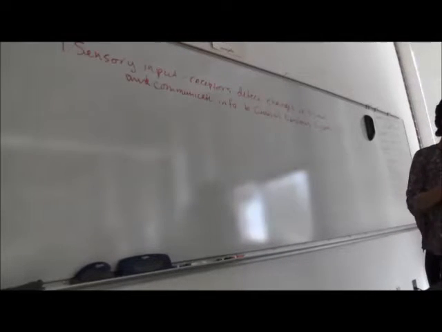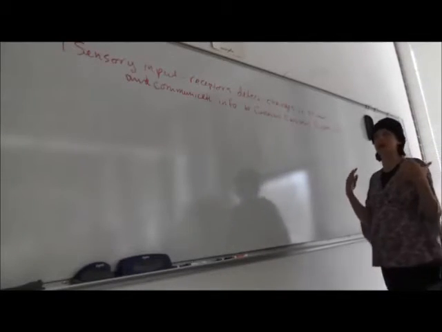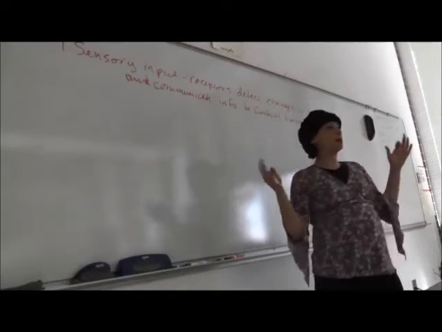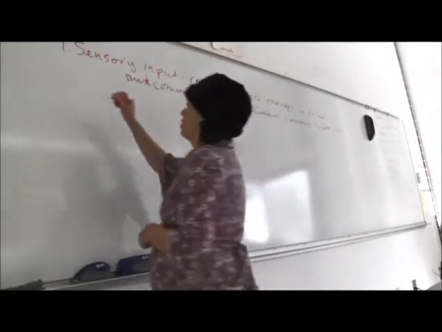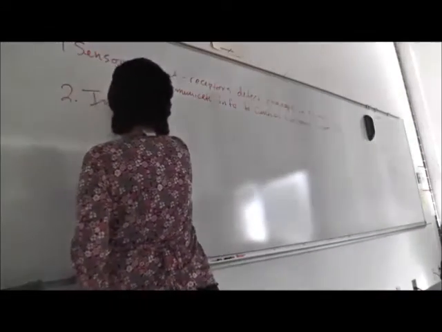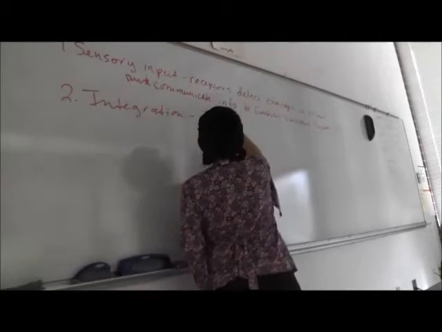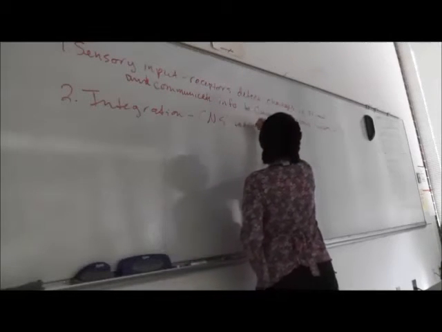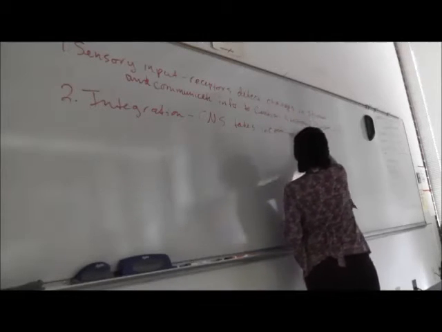nervous system. The second function is integration. The central nervous system is doing this. It's taking in all of the information that's coming from every sensory receptor out in your body, it's integrating it and deciding what to do about it, if anything. So for integration, we can say that the CNS takes all incoming info and decides what to do about it.